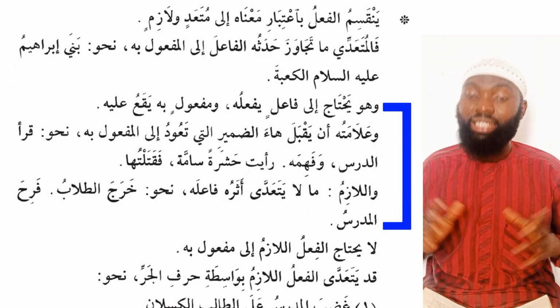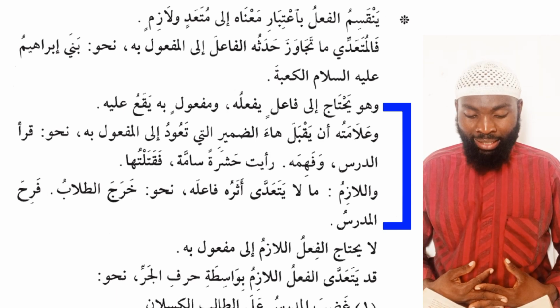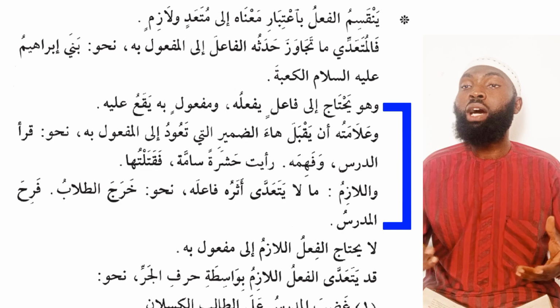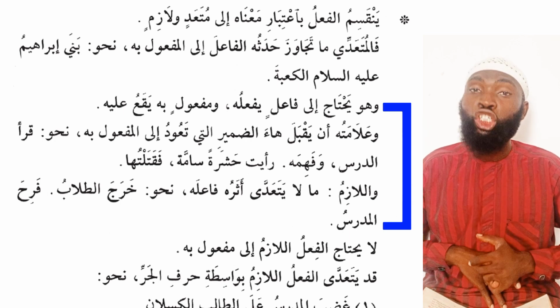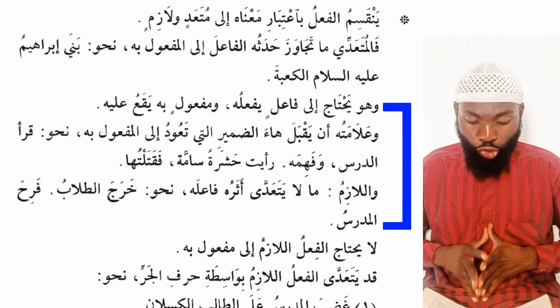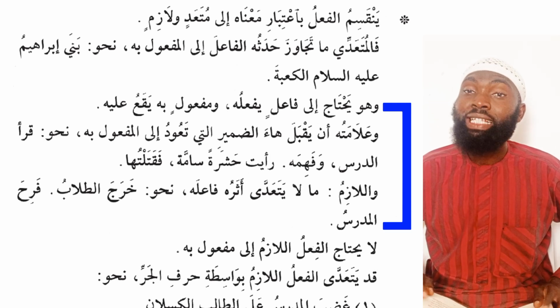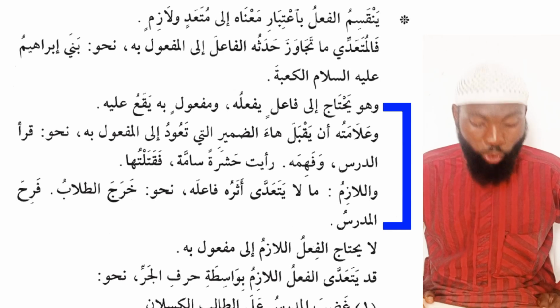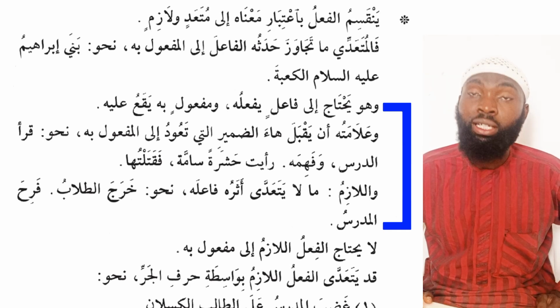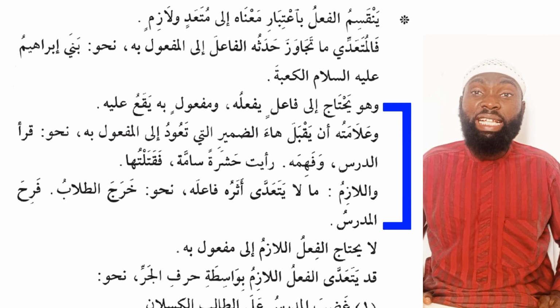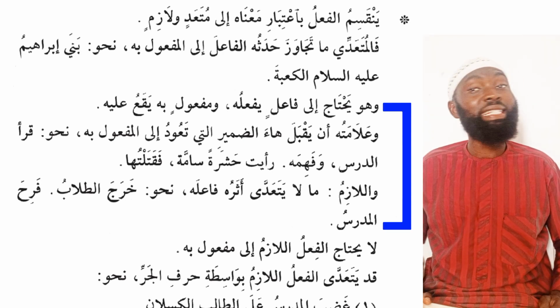وَاللَّازِمُ, as for an intransitive verb, مَا لَا يَتَعَدَّ أَثَرُهُ فَاعِلًا, is the one which does not extend its action to an object. Now, example, the students went out. So here we don't have the object of the sentence. فَرِحَ الْمُدَرِّسُ, the teacher was happy. So happy here is an intransitive because it does not extend it to an object.